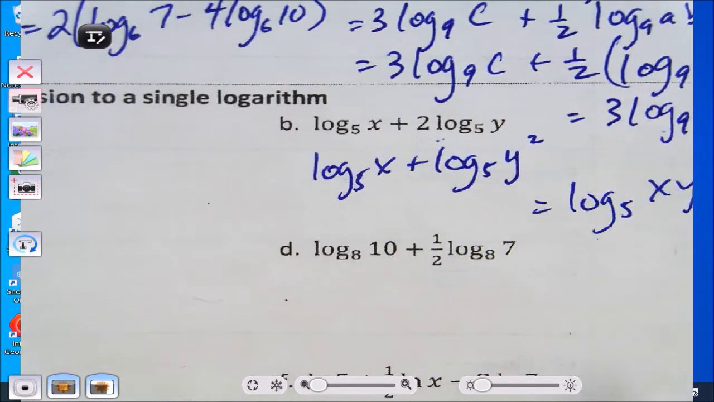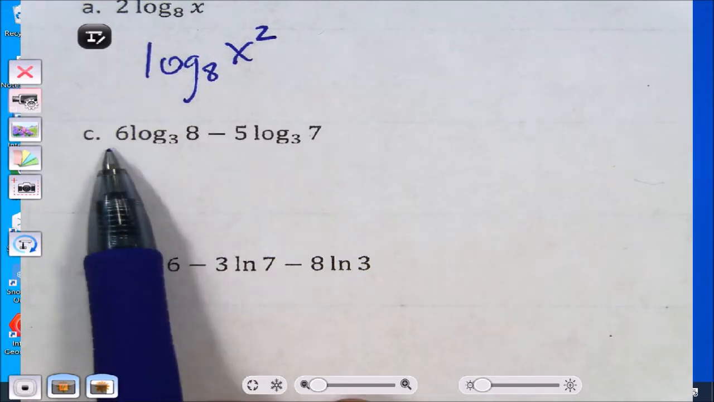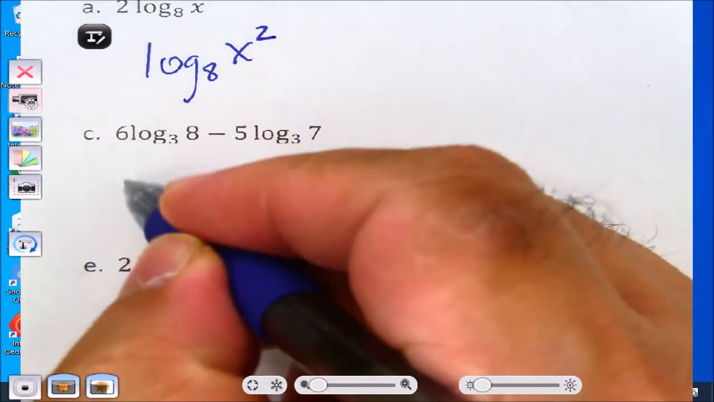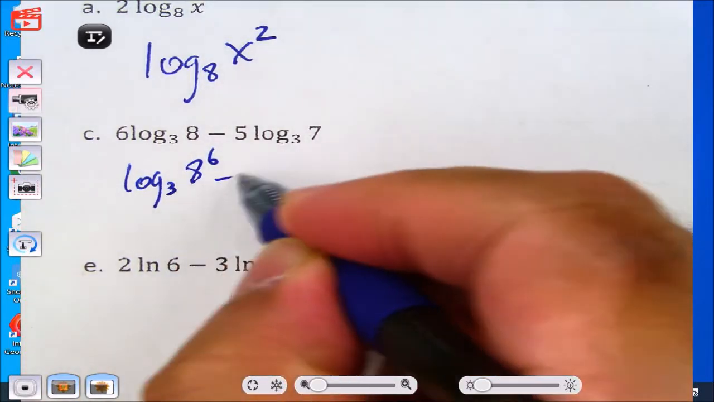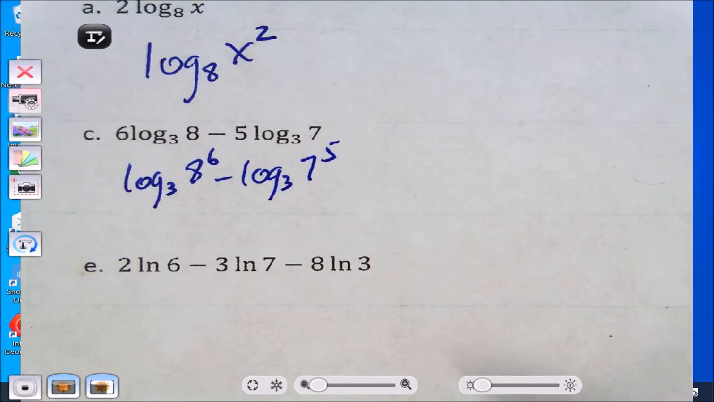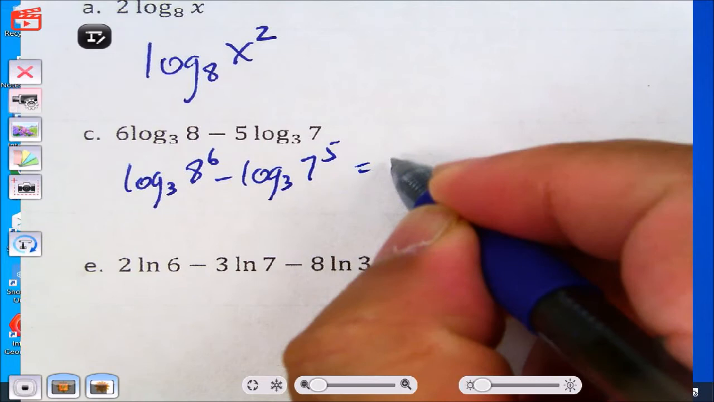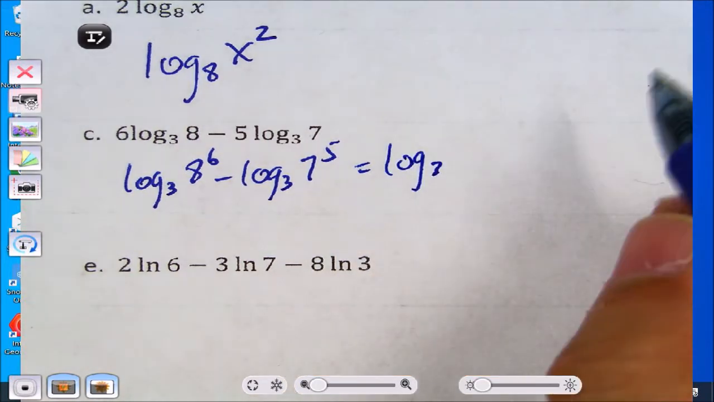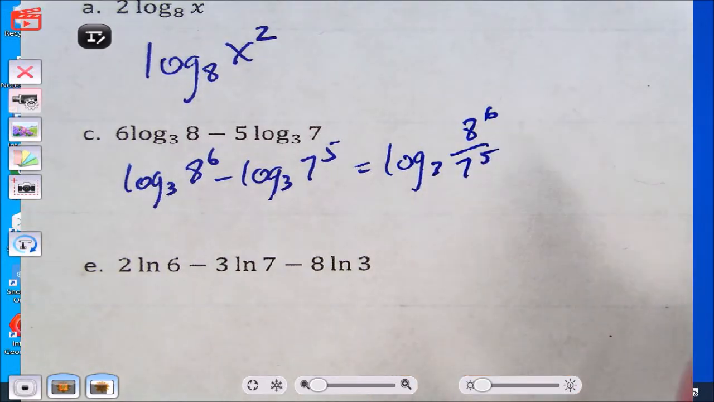Can I use the restroom? You may. Alright, example C. You're going to move the coefficient up, I'm sorry, as an exponent, so it's log base 3 of 8 to the 6 minus log base 3 of 7 to the 5th. So I move the coefficients up as exponents. Now I'm going to write that as a fraction. 8 to the 6 over 7 to the 5th. Everything's inside of one log, so I'm done.